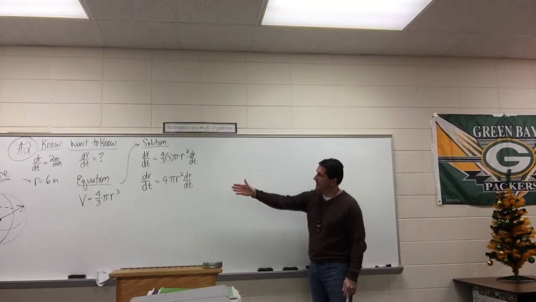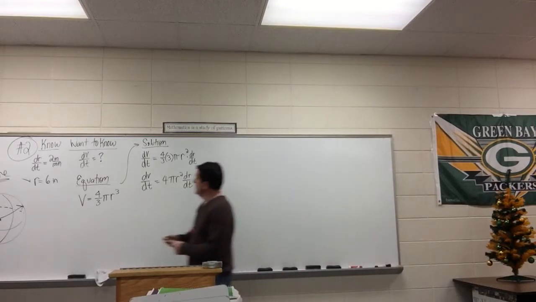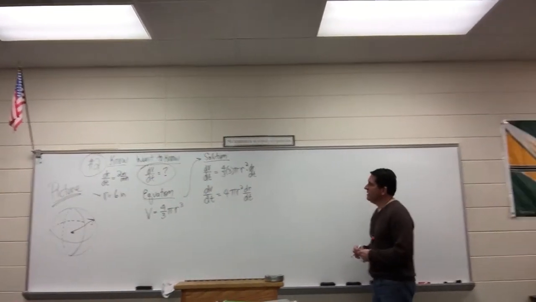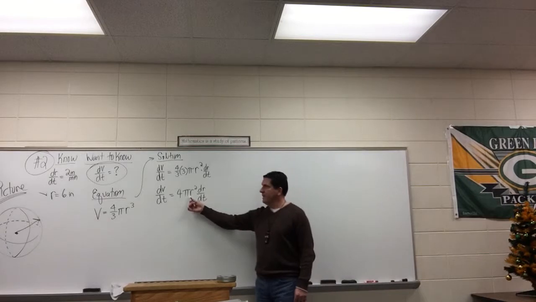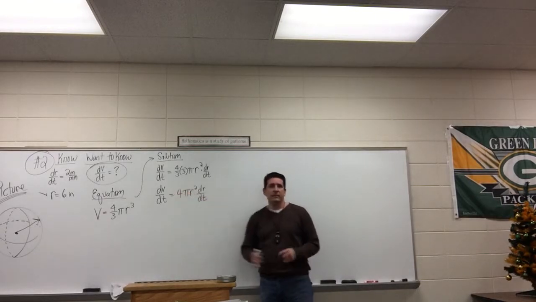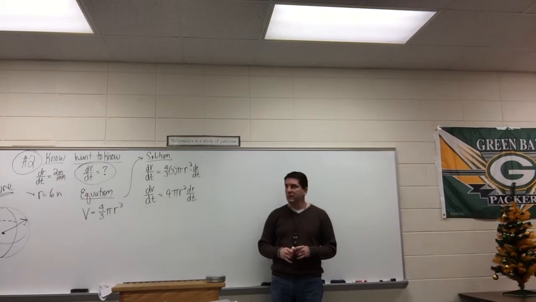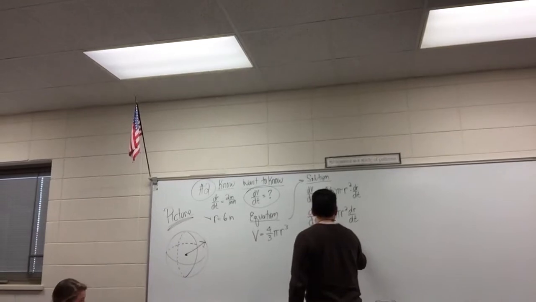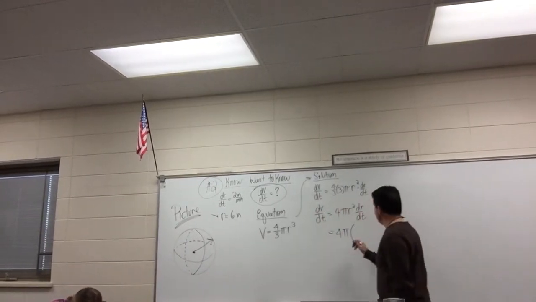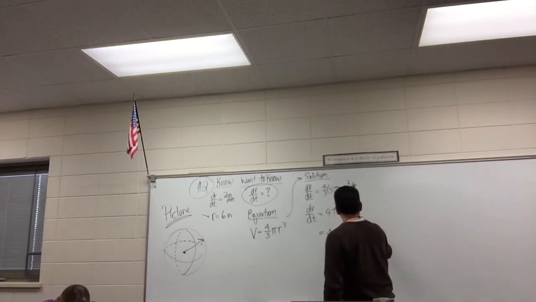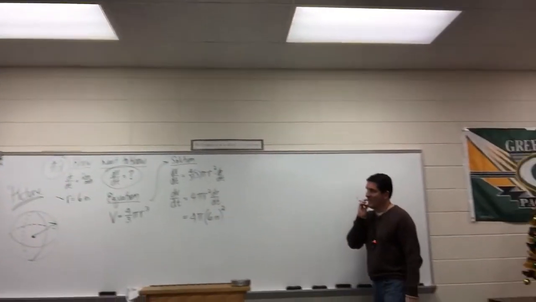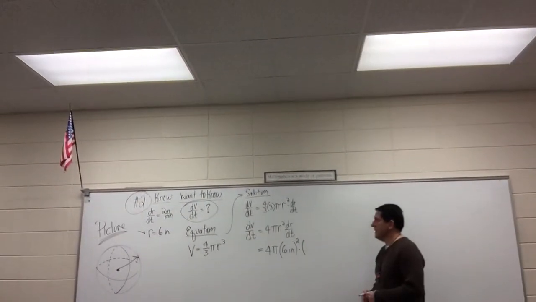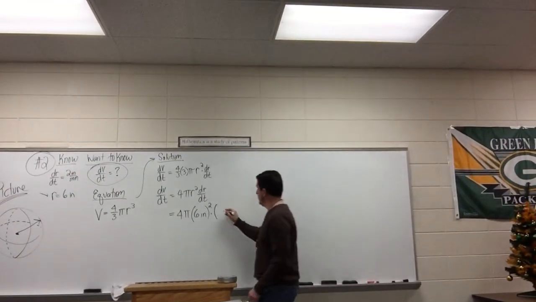Then you look back and say, hey, what are we trying to solve for? We want to know dV/dt, the rate that the volume is changing by. So we're going to plug in our radius, and plug in the rate that the radius is changing. And watch what happens when you plug in the units here. This becomes 4 times pi times, the radius is 6 inches, so 6 inches squared, multiplied by dr/dt, which is 2 inches per minute.